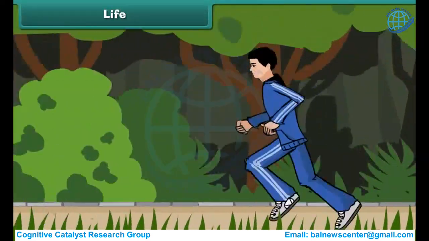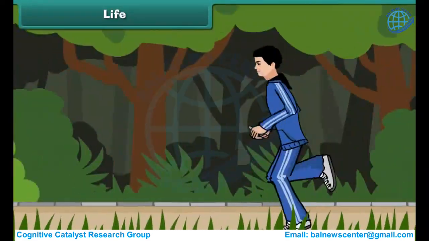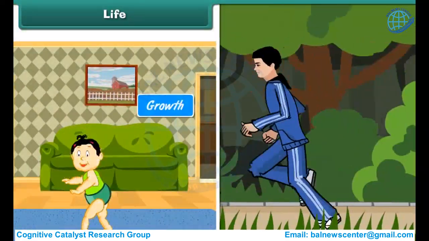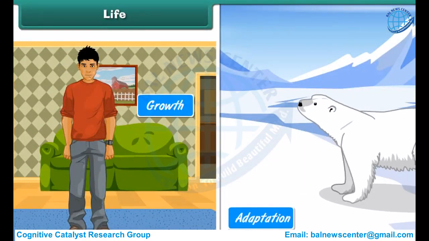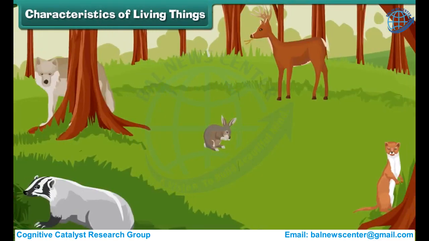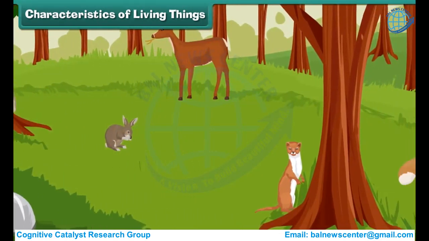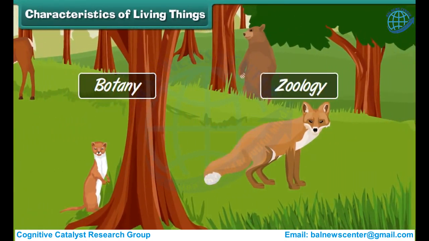Life. Life is a unique, complex cellular organization of molecules expressing itself through chemical reactions which lead to growth, development, responsiveness, adaptation and reproduction. Characteristics of living things. Things which depict growth, reproduction, ability to sense environment and mount a suitable response are called living things. Plants and animals both are living. Therefore, biology deals with the study of both plants, botany, and animals, zoology.